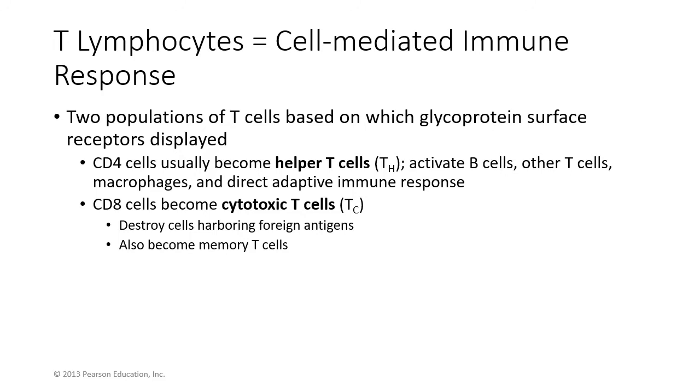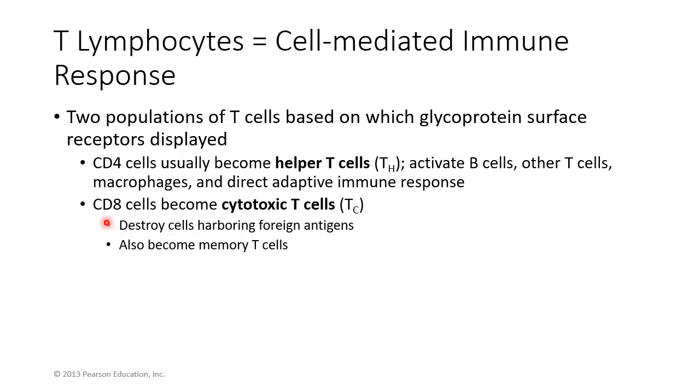Now, there are two populations of T cells based on which glycoprotein surface receptors are displayed. So you see here you have what are called CD4 cells. They're also called T helper cells. And these T helper cells are very important because they activate B lymphocytes, other T cells, your macrophages, and they direct the adaptive immune response. And you're going to hear me refer to these cells as the general, because they are in charge of getting the whole immune system mobilized to attack a particular pathogen.